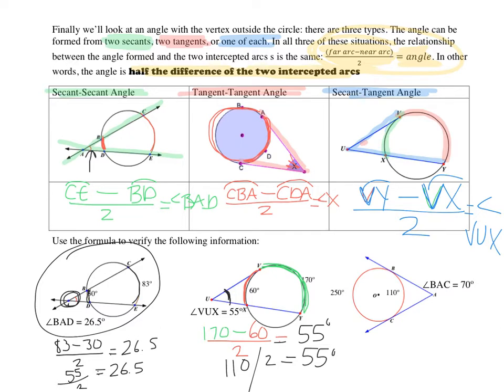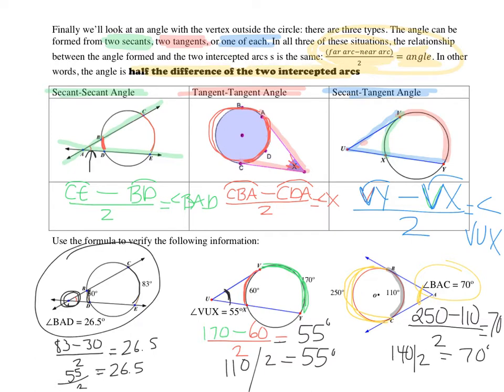All right, our final one is made up of two tangents, and my far arc being this one. Again, we're comparing this as relative to this angle right here. So my far arc, which is 250 degrees, subtract my near arc, which we're talking about this one here, arc BC, which is 110 degrees, divided by 2 should equal that angle measure of 70. 250 minus 110 is 140 degrees, divided by 2 does equal 70 degrees.